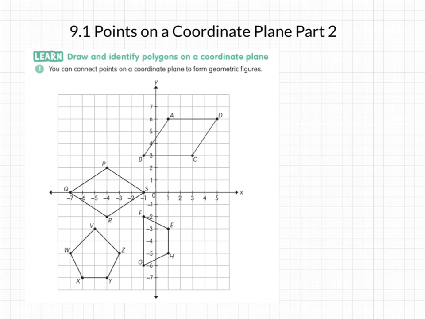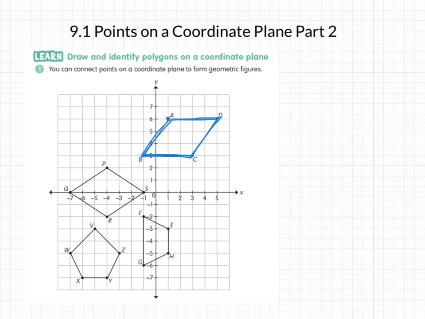In this first example, we've got 4 different shapes on the coordinate plane here. The first shape, which is mostly in quadrant 1, except for the point B, is a parallelogram. It's a parallelogram because it has 2 pairs of parallel sides. Side AD is parallel to side BC, and side AB is parallel to side DC. Therefore, it's a parallelogram, and we got that by plotting 4 points and then connecting those 4 points together.